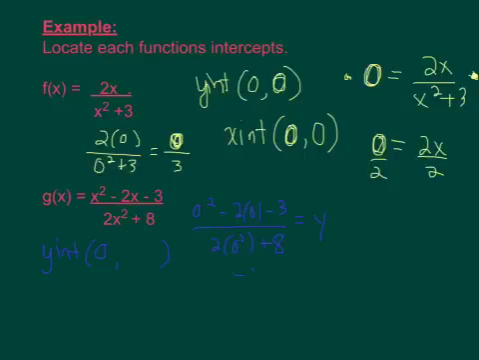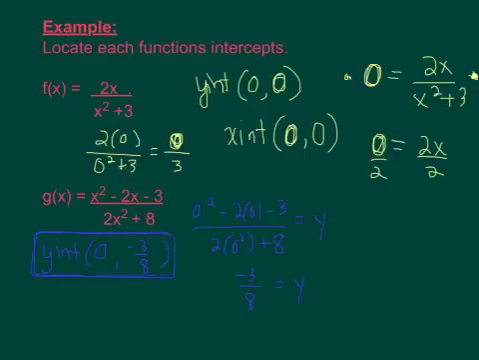Take away 3 is negative 3 in the numerator. 0 plus 8 in the denominator gives negative 3/8. That is your y value. But again, we're not going to leave it like that. It's a point. It's a location. 0, negative 3/8 is the y-intercept.